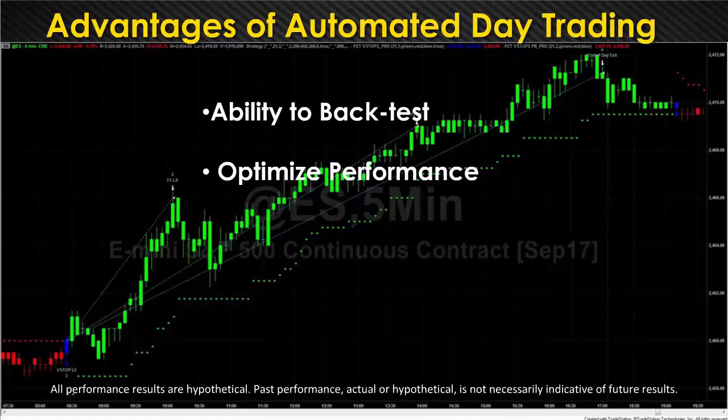Optimizing is a process of finding the ideal value for a specified strategy setting. This involves entering a range for the specified strategy setting and letting the computer do the work, letting it do the math to figure out which value would have performed best.